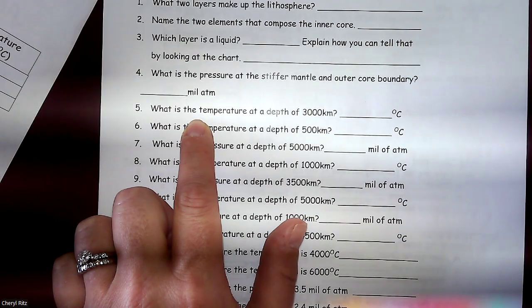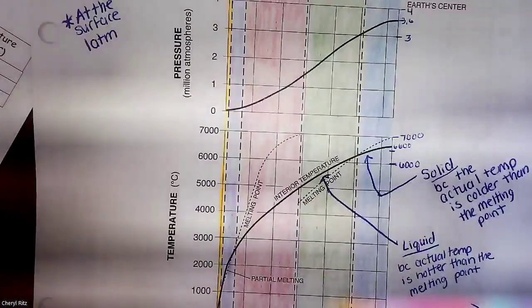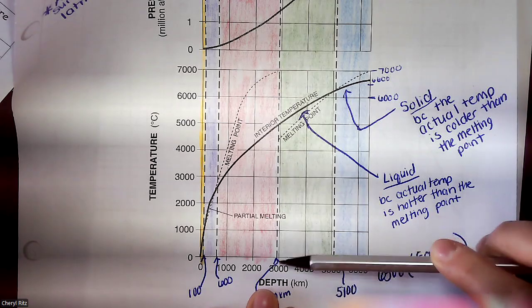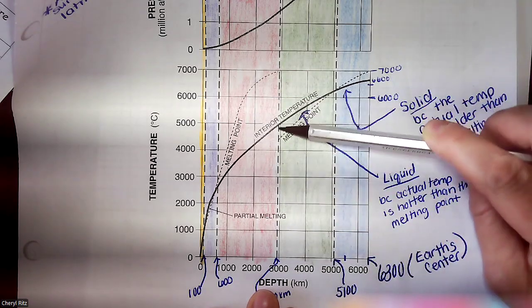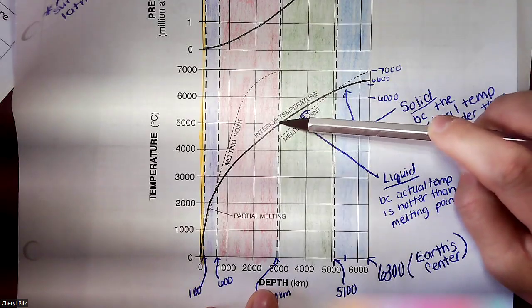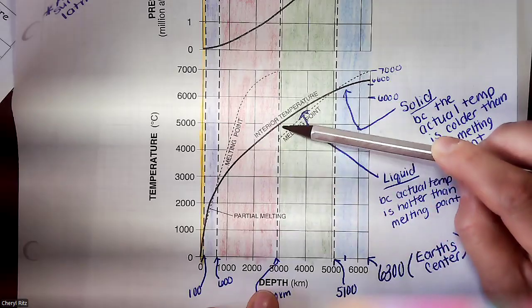Question 5 says, what is the temperature at a depth of 3,000? So yeah, it wants to know the temperature at a depth of 3,000. How do we go about doing that? Go to 3,000. Next, what's next? Go up. So we are following the solid 3,000 mark. Hit the black actual interior temperature. I would say it, but no, you're looking at the dotted line. So we want the solid 3,000 line. I think that hits right at 5,000 degrees.